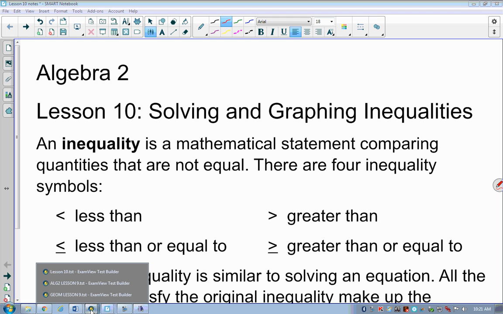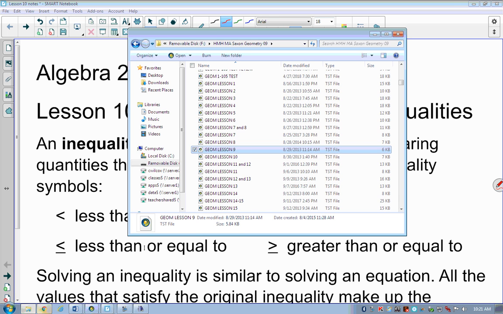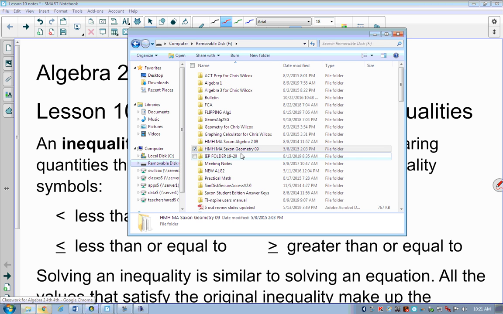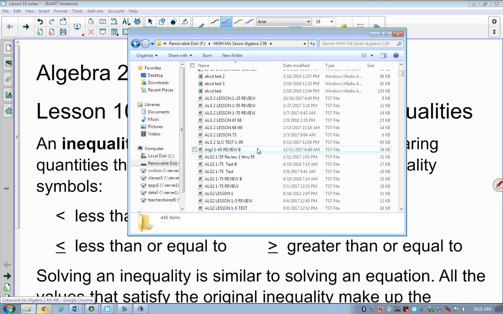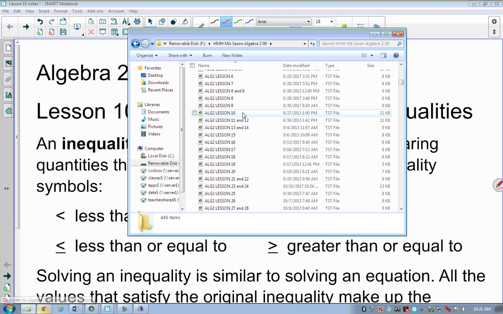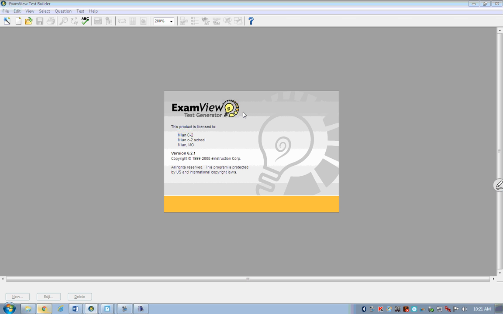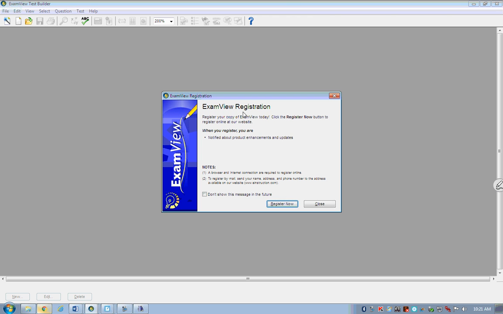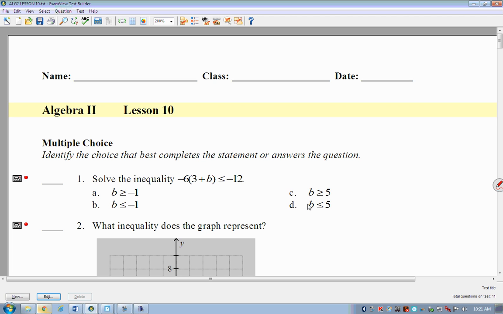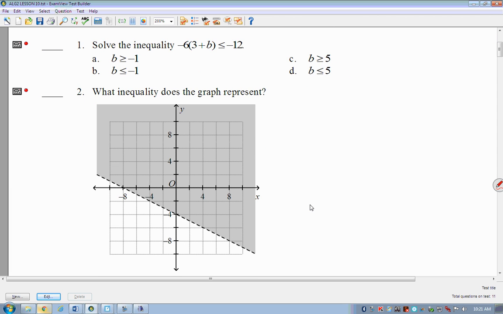Take that back to the beginning, and let's find our Algebra 2, Lesson 10. All right. So we'll look at this first one, and then I want to pay close attention to number 2.